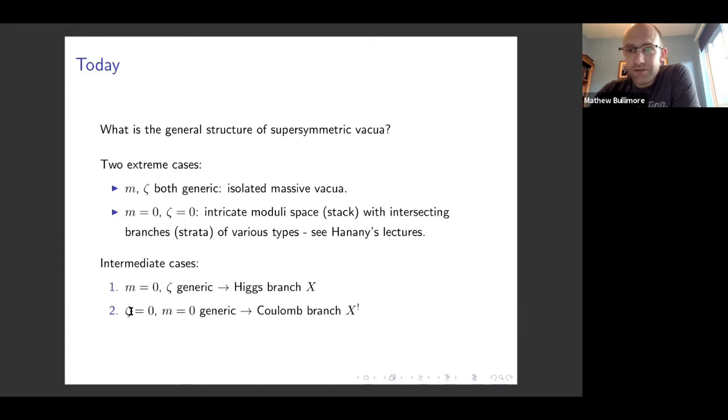And this is the origin of these subscripts that I've been putting everywhere on the R symmetry and the flavor symmetry. And we do that basically because these symmetries will act on these moduli spaces. Okay. Good. So that's what I'd like to talk about today.